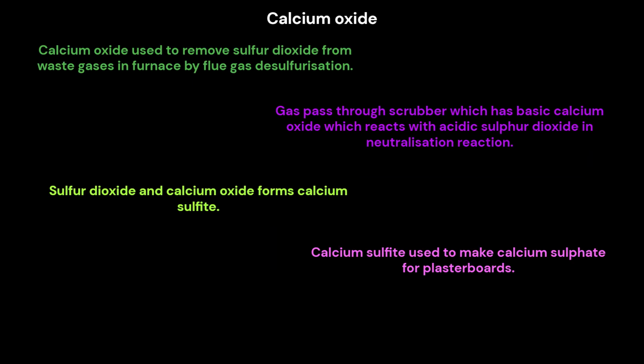Calcium oxide. Calcium oxide is used to remove sulfur dioxide from waste gases in a furnace by flue gas desulfurisation. The gas passes through a scrubber, which has basic calcium oxide, which reacts with acidic sulfur dioxide in a neutralisation reaction. Sulfur dioxide and calcium oxide form calcium sulfite. Calcium sulfite is used to make calcium sulfate for plasterboards.